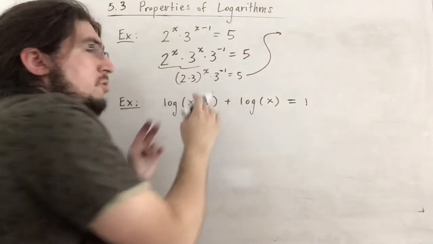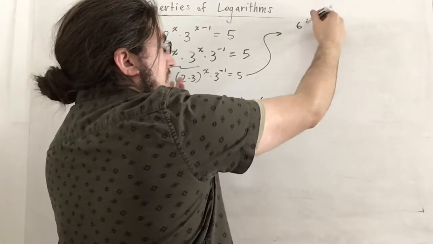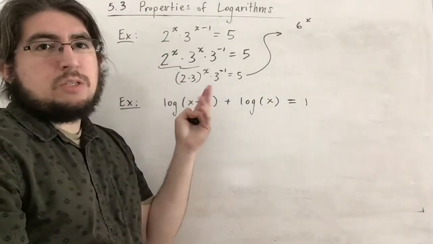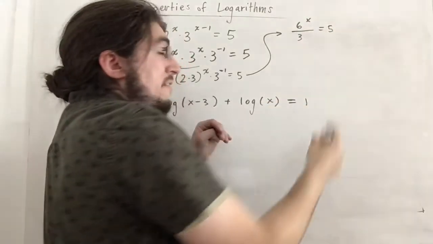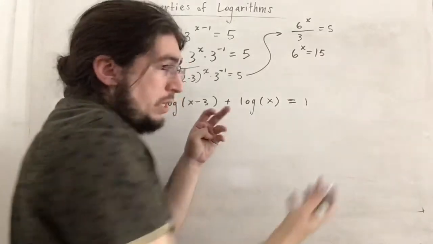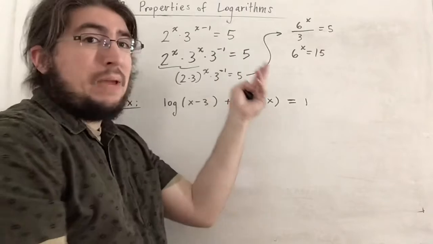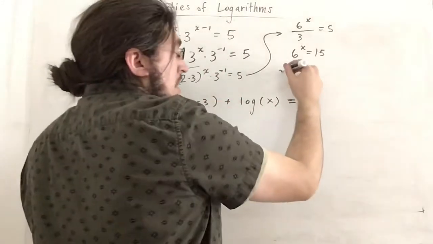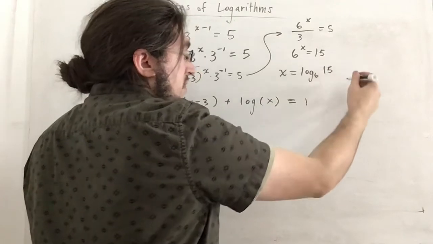Now, of course, what this really says is, well, 2 times 3 is 6, so that's 6 to the x. 3 to the negative 1 is really dividing by 3, so this is over 3 equals 5. If you multiply by 3, you get 6 to the x is equal to 15, which is 3 times 5, of course. And then if you convert this to logarithmic form, the base is 6, the power is x, so you'll get x is equal to log base 6 of the other number, 15.